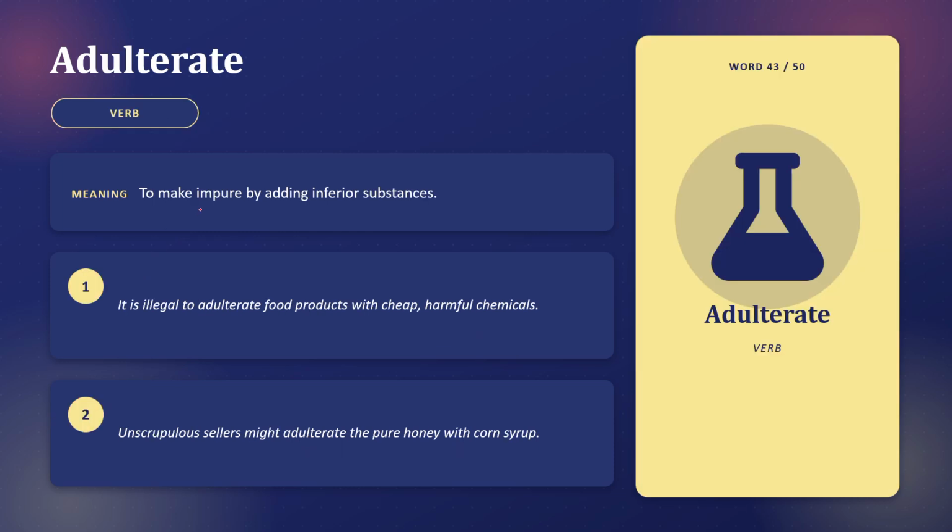Next, adulterate. To make impure by adding inferior substances is called adulterate. First example, it is illegal to adulterate food products with cheap harmful chemicals. Second example, unscrupulous sellers might adulterate the pure honey with corn syrup. Clear? Adulterate. Mix with something. Adulterate means mix with inferior substance. To mix something with inferior substance.